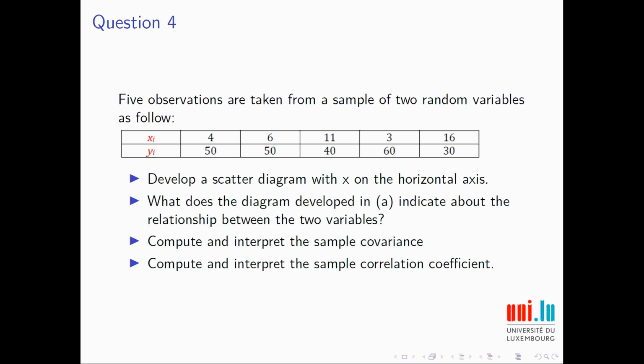So you have 5 observations. We have to develop a scatter diagram with X on the horizontal axis, and we have to say a few words about the interdependence of these two variables, how they interrelate. And yes, sample covariance and sample correlation. Okay, let's do it.